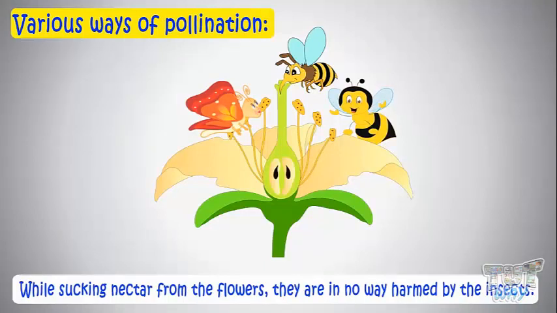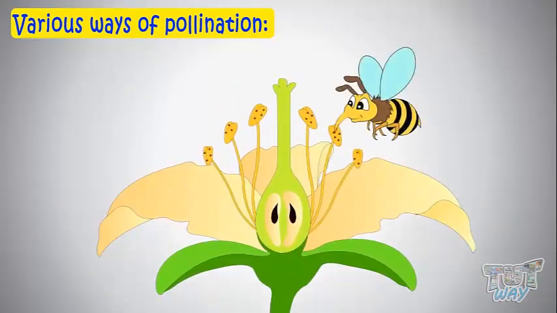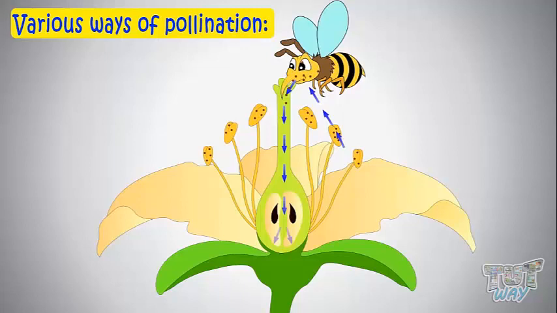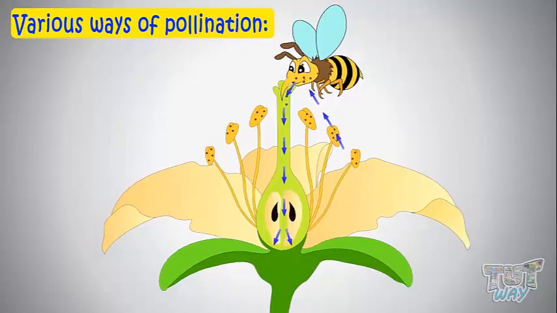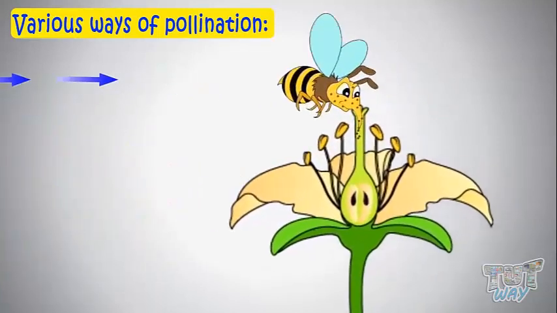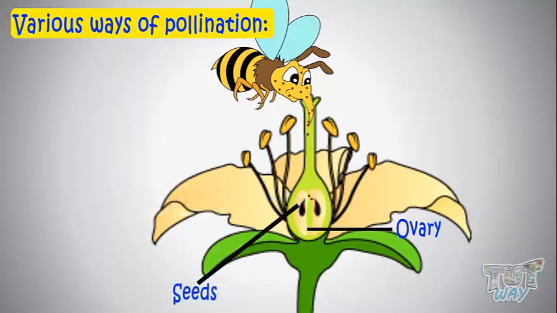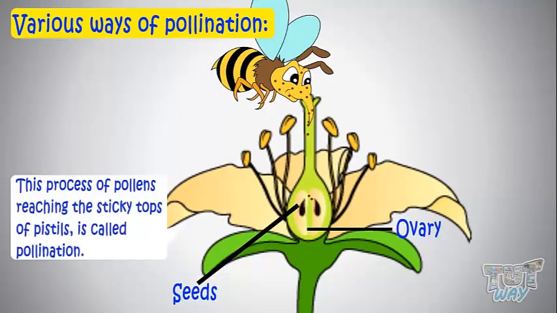Insects feed on the nectar present in the flowers, and while doing so, the pollens from the anther get attached to the body of the insects. And when these insects visit some other flower for nectar, pollens get to the sticky top of the pistils, and by way of long tubes called style, pollens reach the ovary, where ovules are present, and fertilization occurs, leading to the formation of seeds. So this process of pollens reaching the sticky tops of pistils is called pollination.